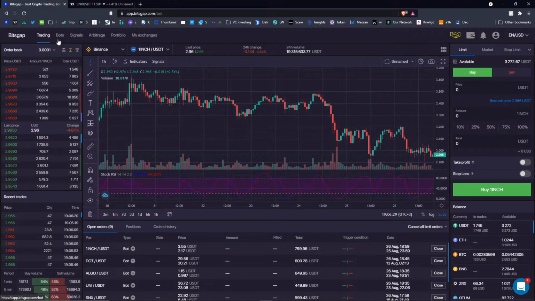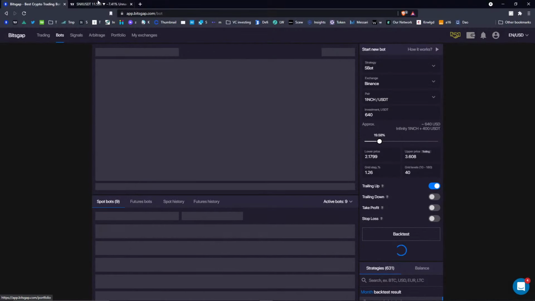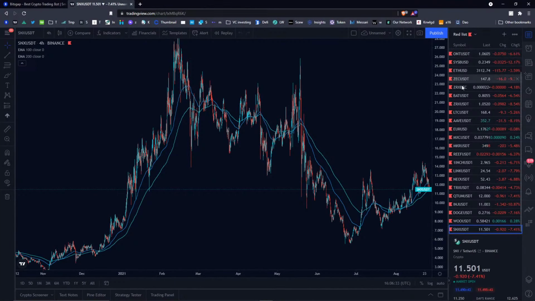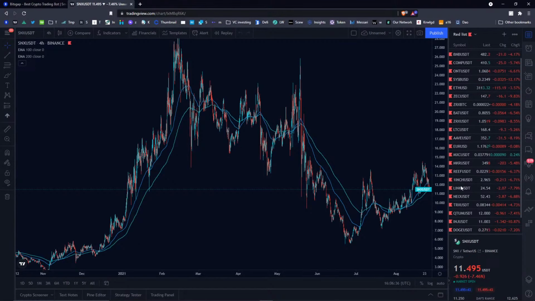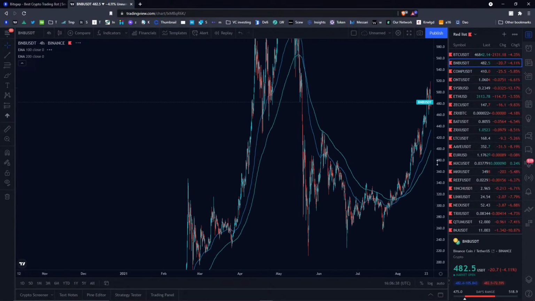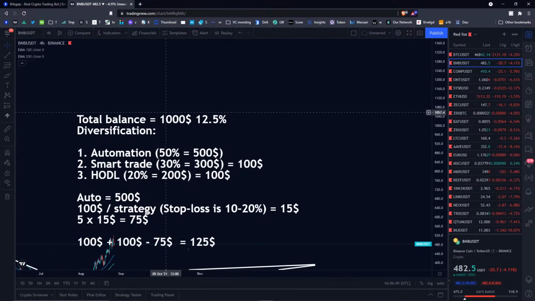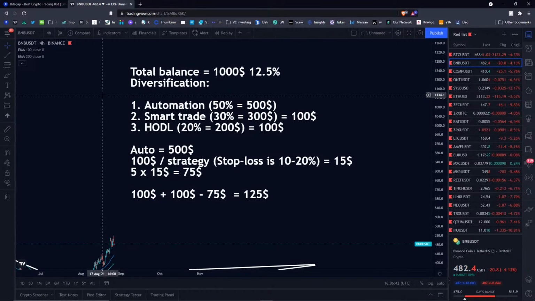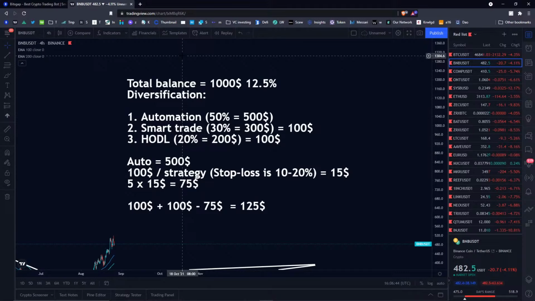So let's go back to my bots. And I think if I open the BNB chart, I have this thing prepared for you in advance. Yes, usually that's the thing I use. So as for the question of how to stay profitable most of the time, even when the market is falling.